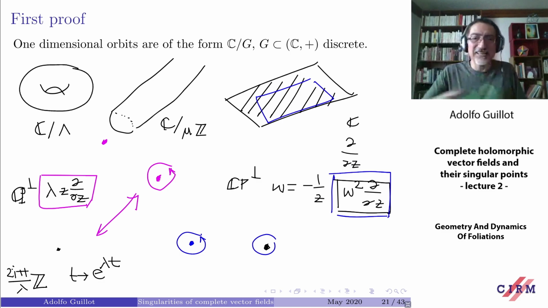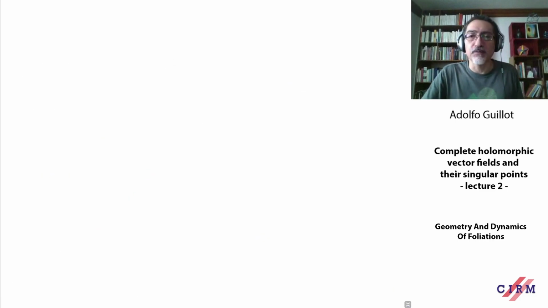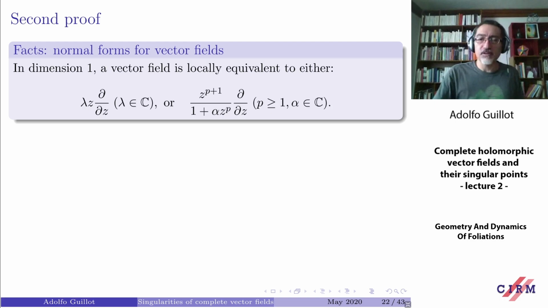We understand a lot of things about the C and the quotients and the discrete subgroups. So just for the principle, let me give you a local proof of the same result. Okay, so I will give you this second proof. The proof will use the things we know about local forms of vector fields in dimension 1.